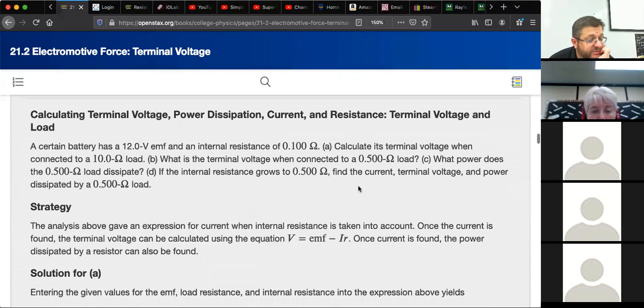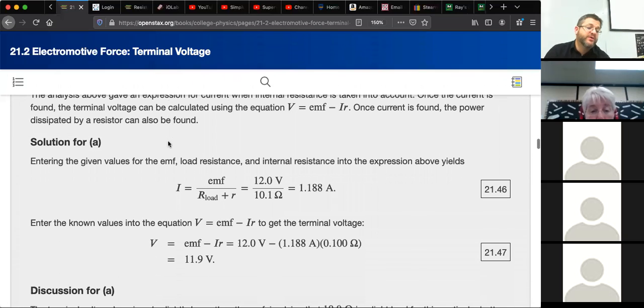Anyway, here they give us an example. We have a 12 volt EMF battery with internal resistance 0.1 ohms. We want to calculate the terminal voltage when it's connected to a 10 ohm load. How are we going to do that? First, we calculate the current with that 10 ohm load. You add the two resistances, the internal resistance plus the load resistance, plug in the EMF, and calculate the current: 1.188 amps. That's how much current is going around this circuit.